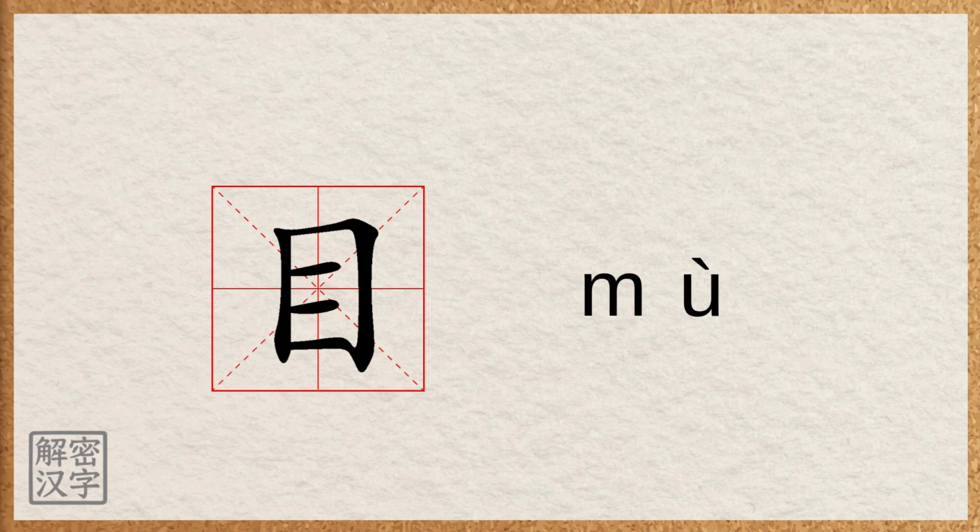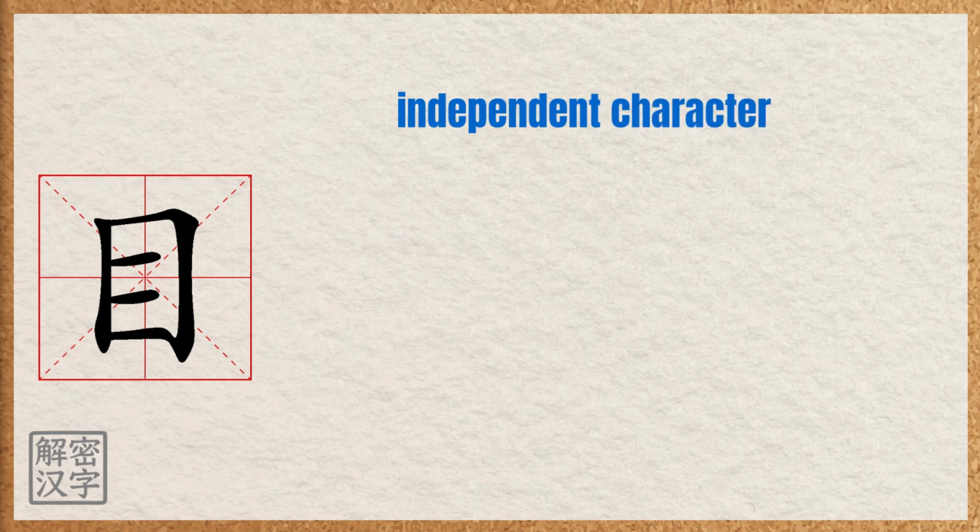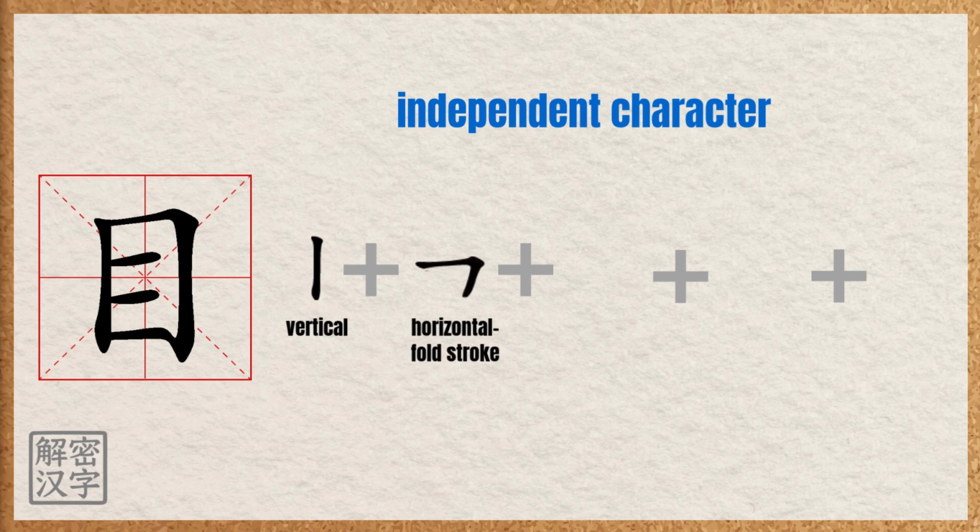Mu, mu, mu. The character mu is an independent character with a total of 5 strokes: 1 vertical stroke, 1 horizontal fold stroke, and 3 horizontal strokes. Writing this character is very simple, but you need to pay attention to the stroke order.